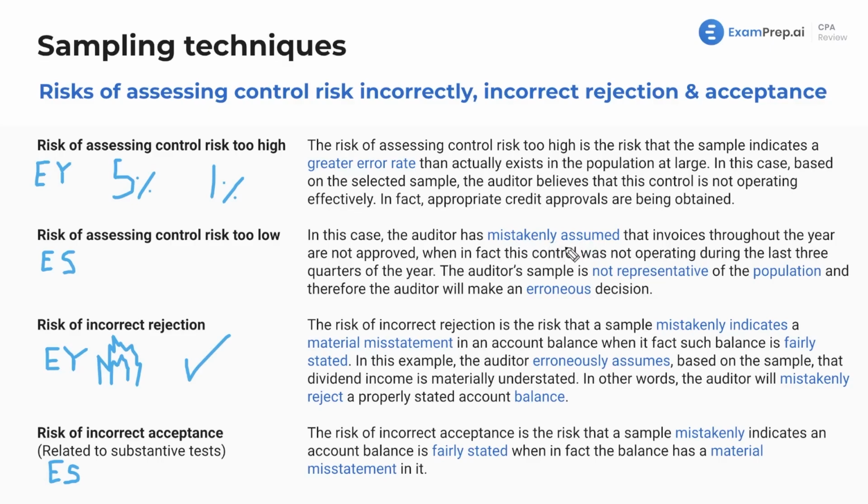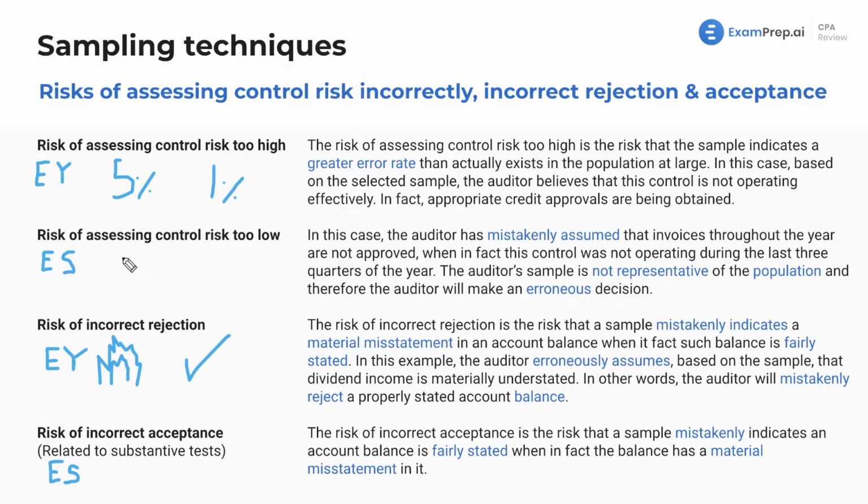So mistakenly assumed that invoices were not approved. That is presumably the correct option. What should have been going on, it rejected these invoices because they were invalid. So the sample was not representative of the population, and therefore the auditor will make an erroneous decision.